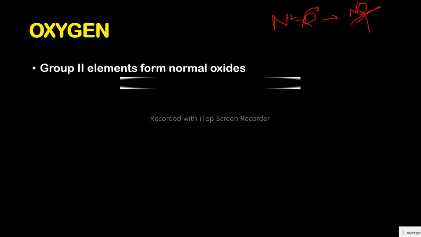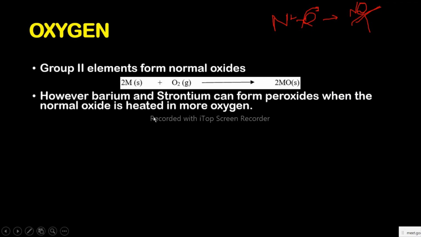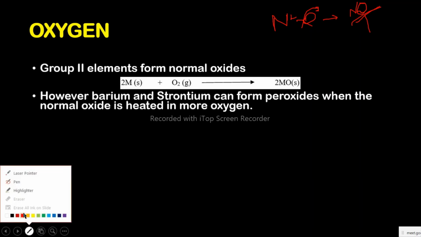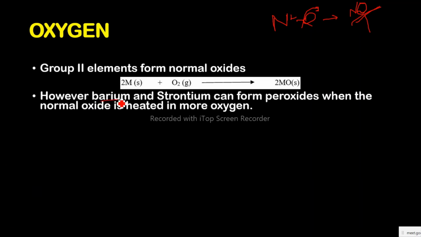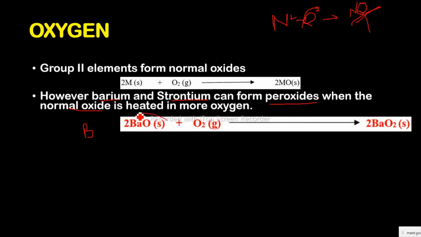Okay, so they form normal oxides. But now, with barium and strontium, they have the ability of forming a peroxide when the normal oxide is heated with more oxygen. What is a peroxide? So if you get the barium oxide and you heat it with more oxygen, you can form a barium peroxide.